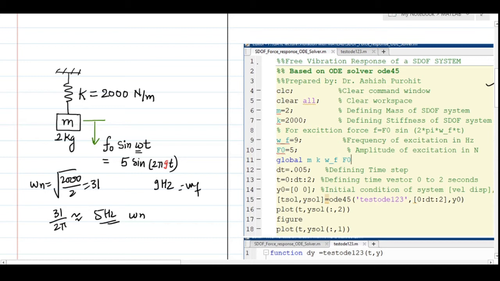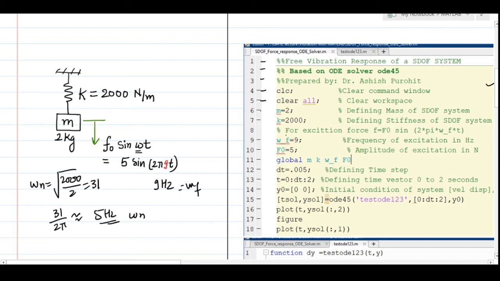As we have already seen in our previous lecture, the code was similar to this code, only a few lines I have added here to incorporate the force term. The first three lines just explain the code, and these three lines are my comment lines. CLC and clear all are there to clear the window as well as the workspace. Line 6 is the definition. I am defining my mass m is equal to 2, stiffness 2000.